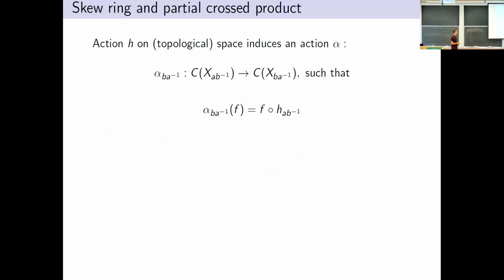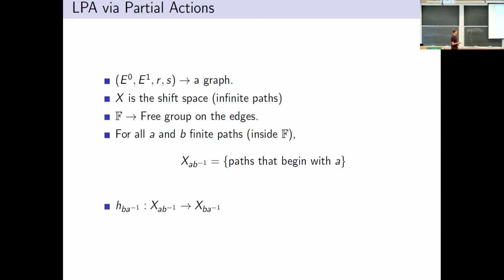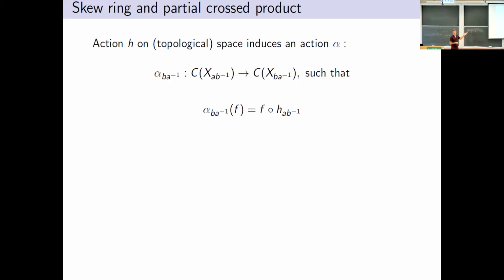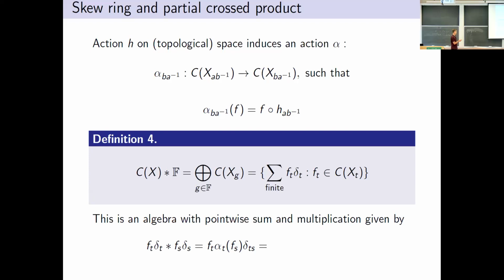And this can be extended. For the other ones, you get the empty set. So this induces an action on the continuous functions on X of AB minus 1. So you get a partial action at the level of algebras. Just a reminder of the multiplication: this is a direct sum of the continuous functions on these sets. When you multiply two elements in the fibers, you have to get the action going, but you're really using a partial action, so you need to take care of the fact that this is not always defined.